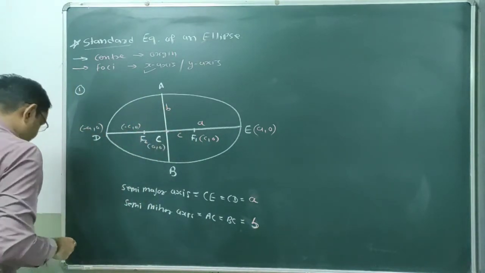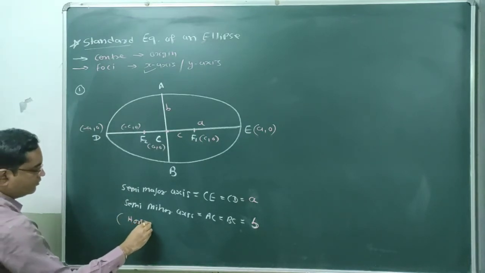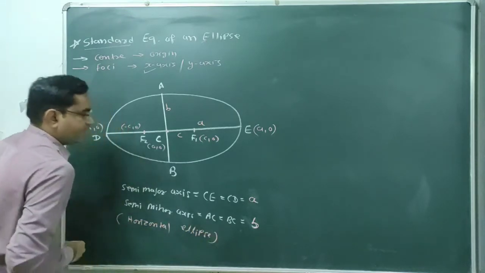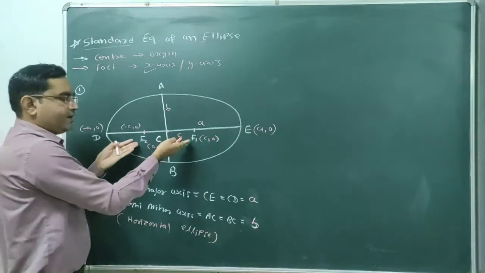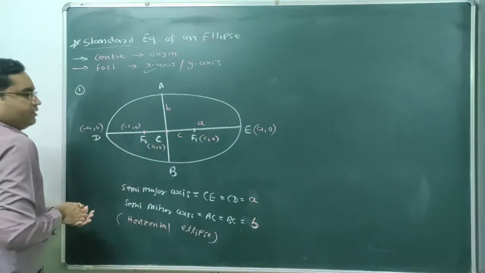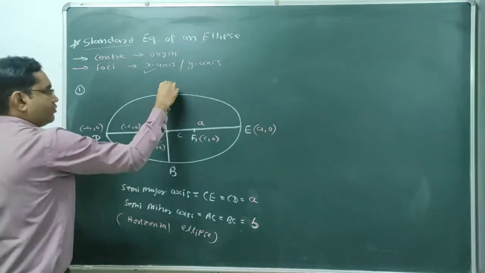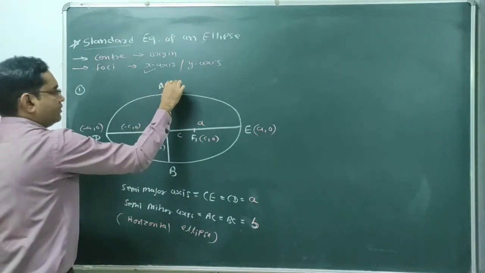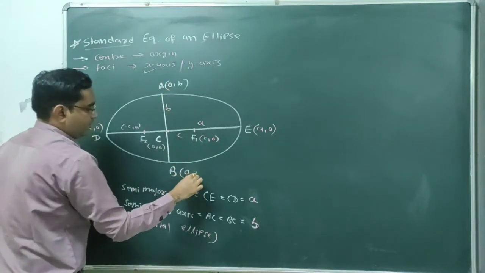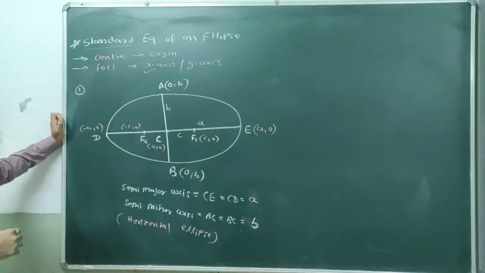So here this is the case which is known as horizontal ellipse. This is the case of horizontal ellipse in which our foci lies on x-axis. Done. And coordinates of this point A and B. This is along with the y-axis. So coordinates of this point A will be 0, b, and coordinates of this point B will be 0, minus b. Clear, students? So this is the case of horizontal ellipse.